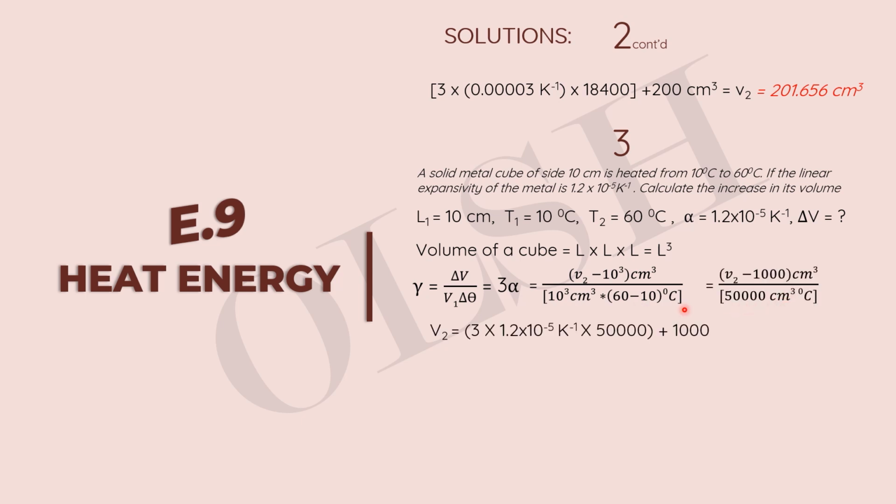Substituting into the formula, we have 3 times this, which is 50,000, plus 1,000. I'm showing how to get the substitution into the formula. If you don't follow, you can look out for a math course that handles that and go through it when it's up and running. So this will equate to 1001.8 centimeter cubed as our V2. We go ahead to find our change in volume, which is 1001.8 minus 1000 centimeter cubed, which would give us 1.8 centimeter cubed, and that's our answer.